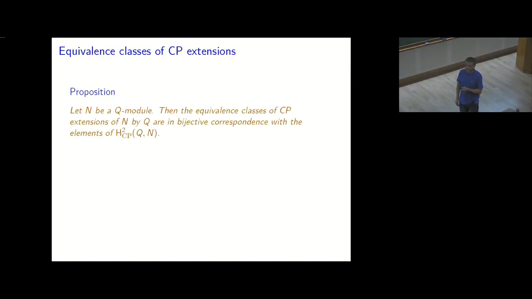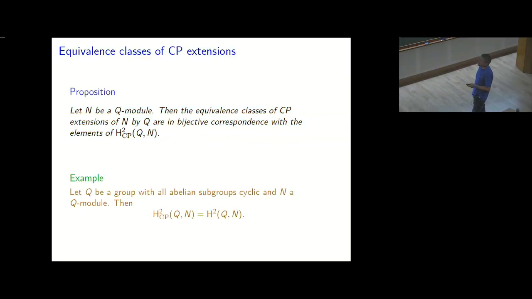Well, what about, as I said, equivalence classes of CP extensions? That's easy again. That's pretty straightforward to prove. So they are in bijective correspondence with the elements of H2CP. You just mimic the proofs of the usual theorem, so everything can be obtained easily. Okay. Maybe let's go back to the example where you had a group where all abelian subgroups were cyclic. In this case, because every extension was CP, H2CP has to be equal to the second cohomology.